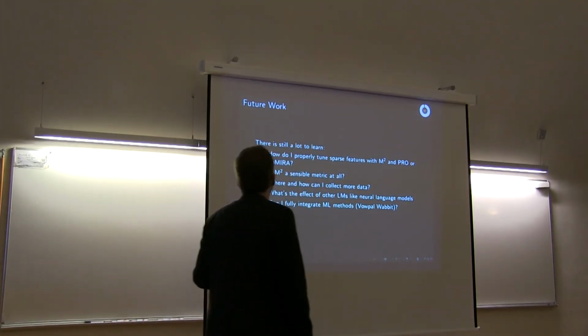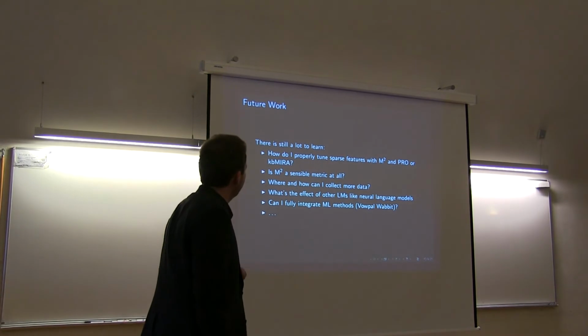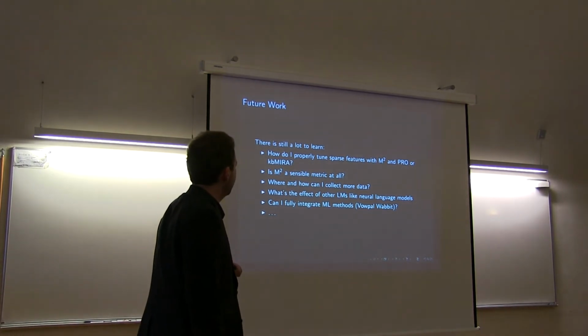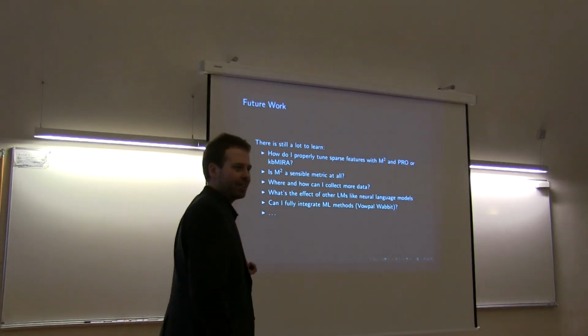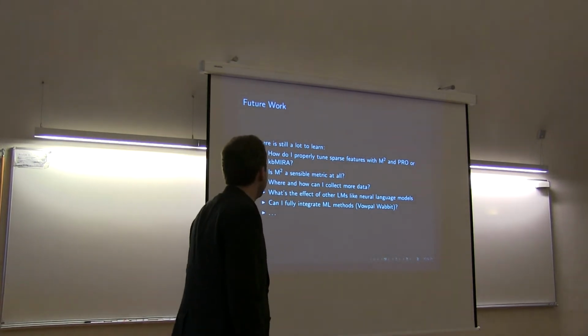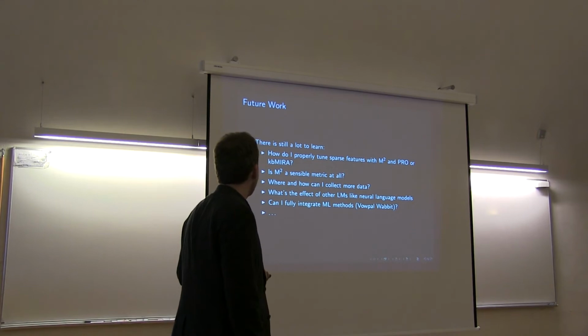There's still a lot to learn. So how do I properly tune sparse features with this MaxMatch metric? Or how do I kill the MaxMatch metric so I don't have to tune with it? So this would be maybe better. Is it a sensible metric at all? Where and how can I collect more parallel data?